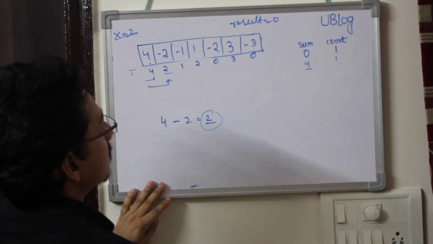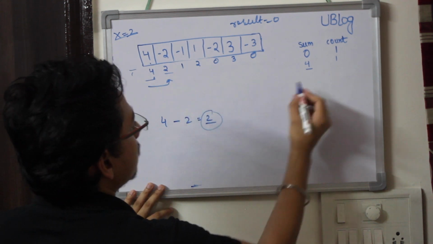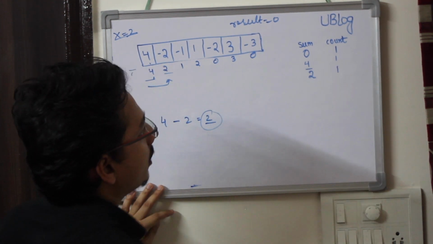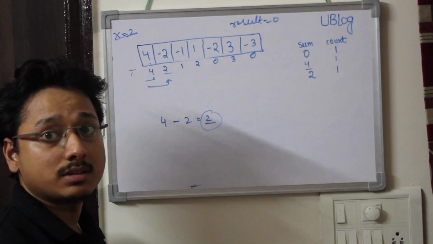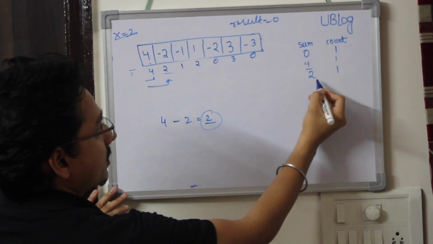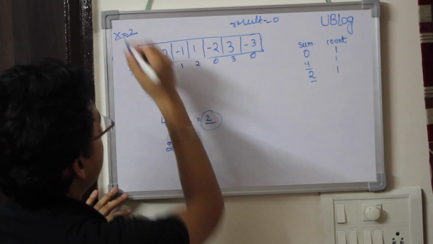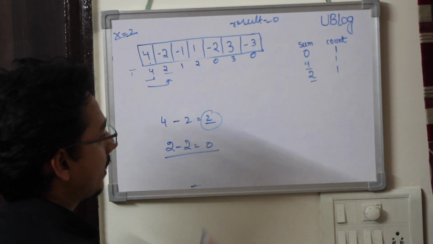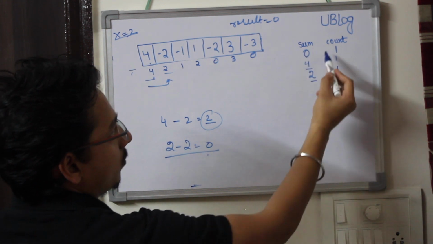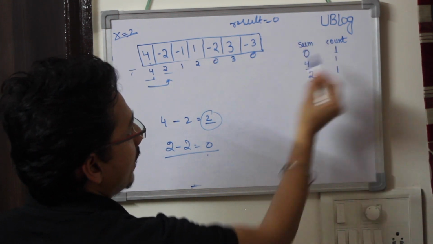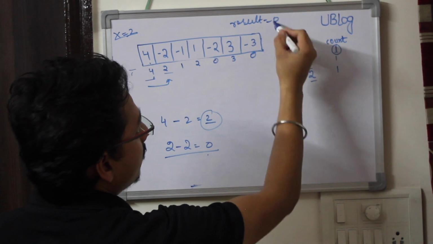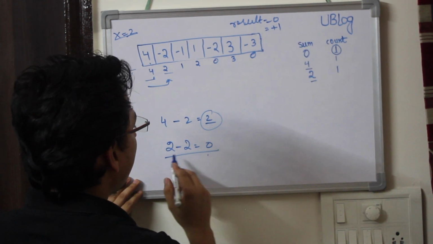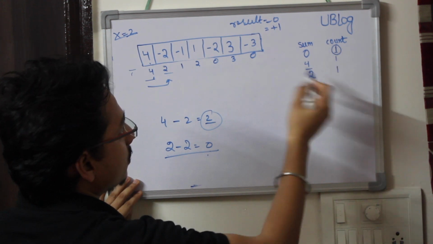Now moving on to this index. What's the sum ending at this index? It is 2, and the count is also 1. Now I need to check, do I have a subarray which satisfies this? So my current sum is 2 and my x is 2, so 2 minus 2 is 0. Do I have any subarray with sum 0? Yes, I have seen it. And what was the count of that? 1. So I will update this count in my result. So my result becomes 1.